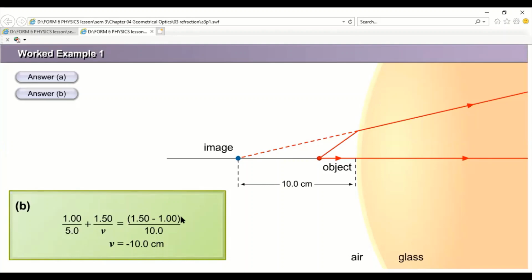Once we calculate, we get that the radius of the spherical surface is 10 cm here. So we get that V is negative. V is negative because the object and the image on the same side will be virtual. So V is equal to negative 10. That means the negative sign shows that it's a virtual image, where the image is 10 cm from the convex surface.